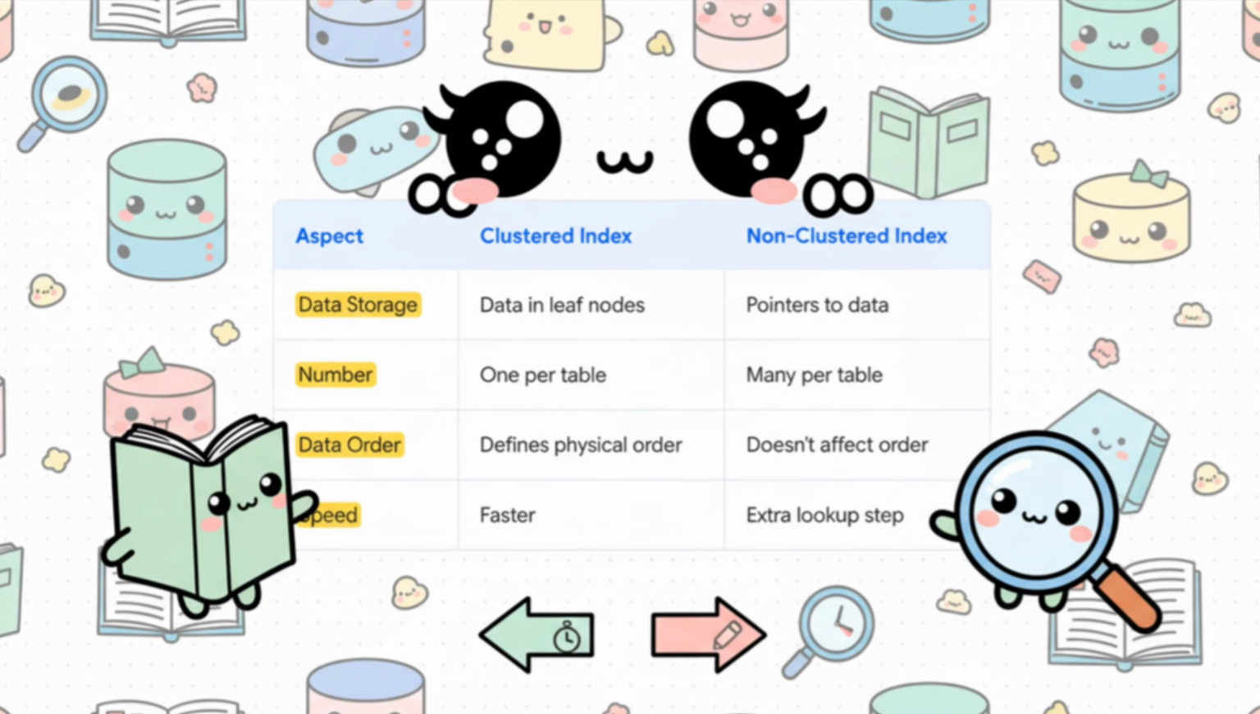Let's break down these key differences. A clustered index is often faster because the data itself is the index, all sorted and ready to go.